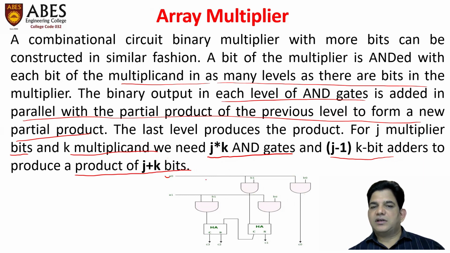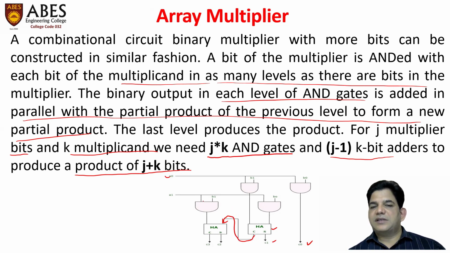Here the first term, A0 B0, directly produces one output, the C0. Then A0 B1 plus A1 B0 is basically used in the half adder. It produces the sum C1, and the carry is moved towards the second operation. And here, this is basically moved to here.